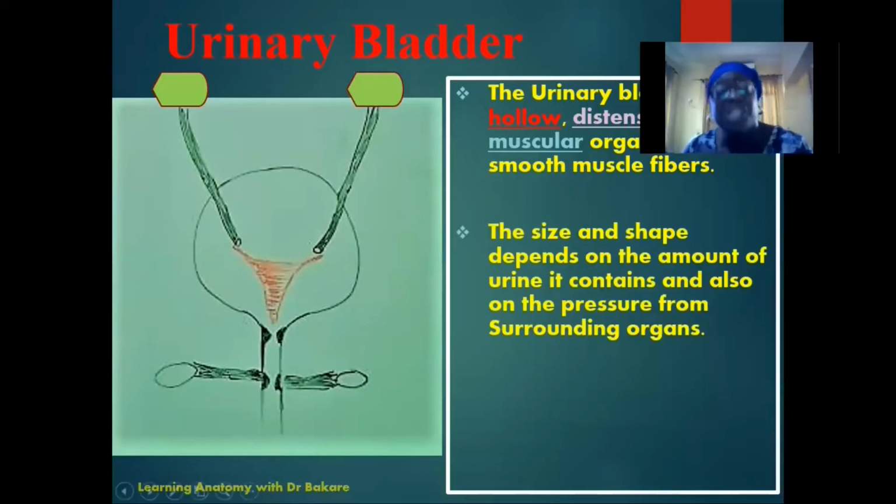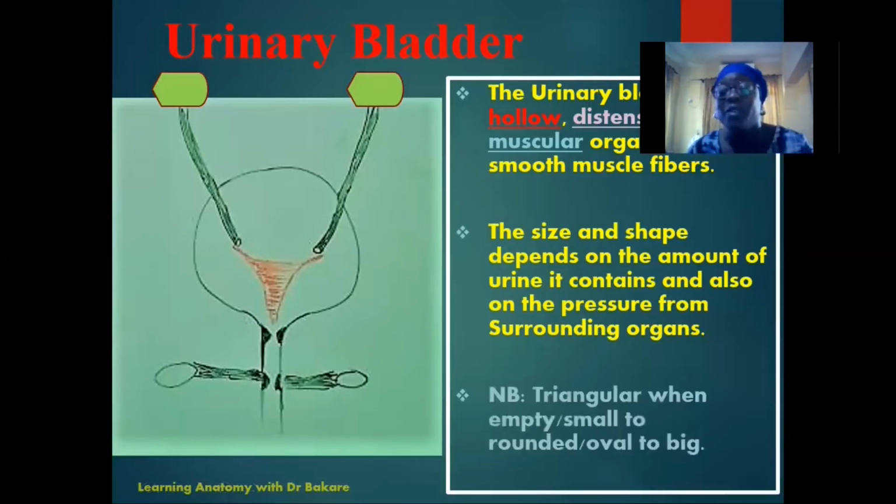The size and shape of the urinary bladder actually depends on the volume that it contains. So the volume of the urine in the urinary bladder would determine the shape and the size of the urinary bladder. Also, because the urinary bladder has relatives, so to say, organs around it, the pressure that these organs put on it will also help to determine the shape and the size of this organ.